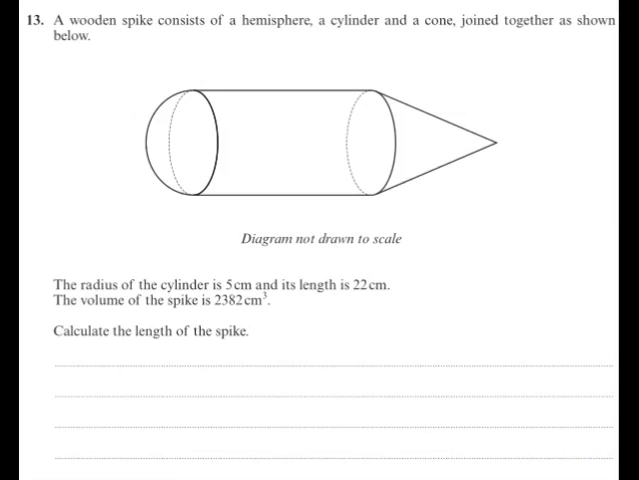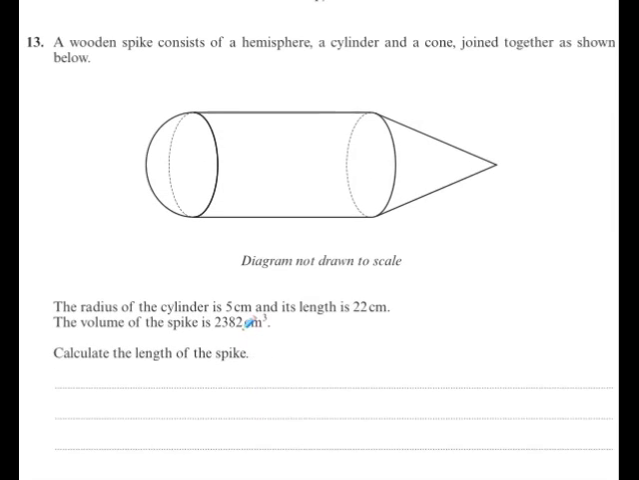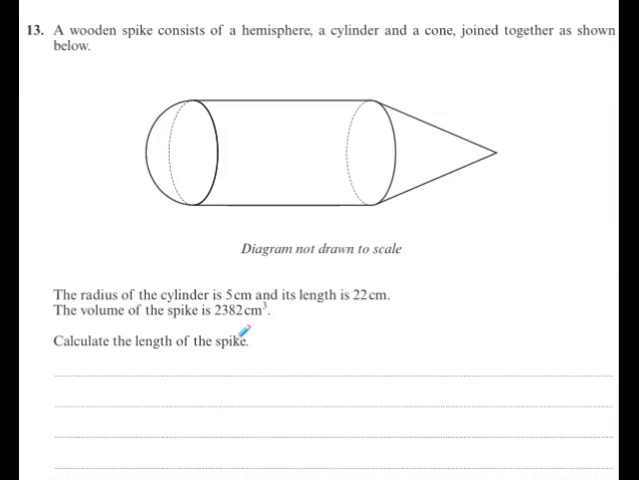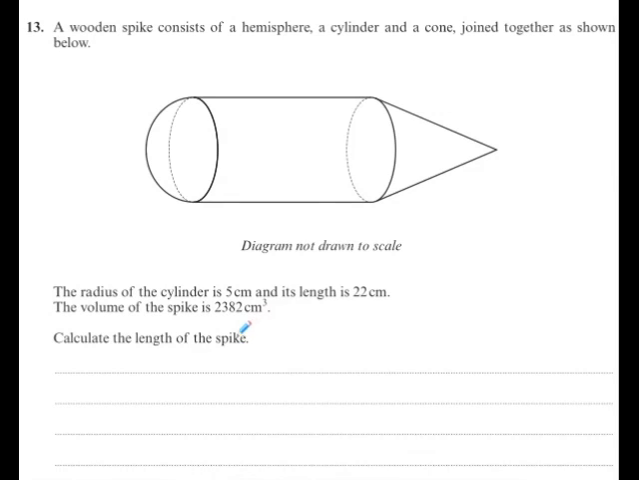Now I'm going to start by looking at how many marks this question carries. As you can see, it carries 10 marks, so they're expecting quite a lot out of this question. So let's read it. A wooden spike consists of a hemisphere, a cylinder and a cone, joined together as shown below. Note the diagram's not drawn to scale.